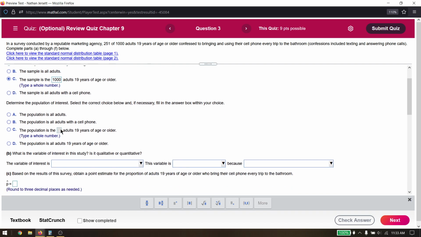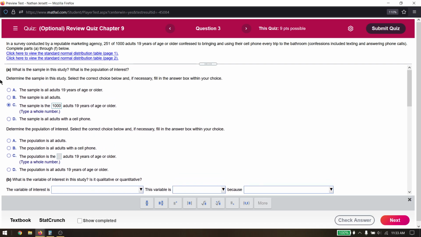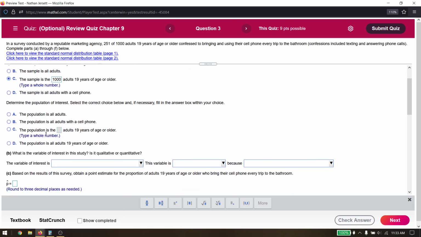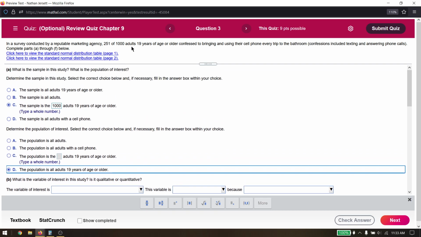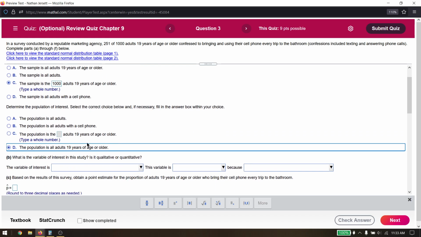Okay, determine the population of interest. Well, that would be all adults 19 years of age or older. Since we have a sample of that, that's going to be the population of interest.